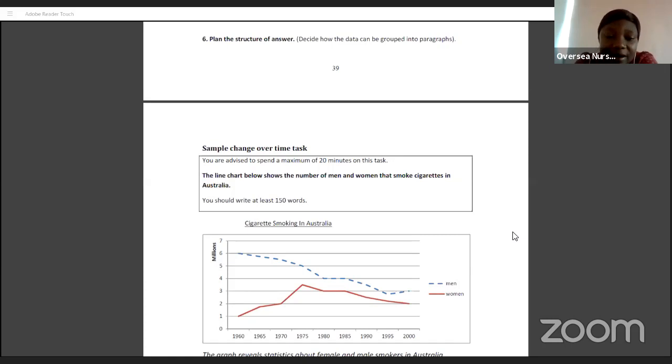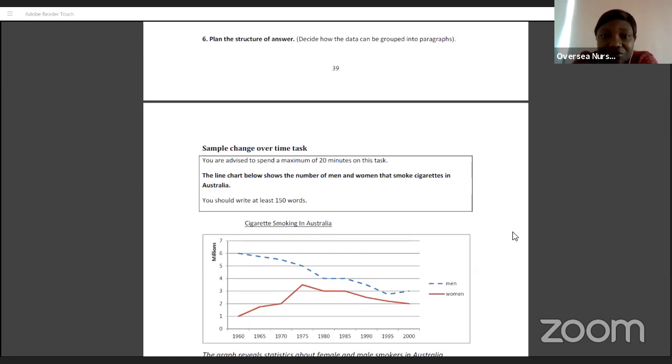Okay, so we have a line graph. It's a change over time task. You can see that it's from a particular period to a particular period. It's not just a 1 year or a 2 year kind of thing. Now we have a graph showing us the number of men and women that smoked cigarettes in Australia from the year 1960 up until the year 2000.